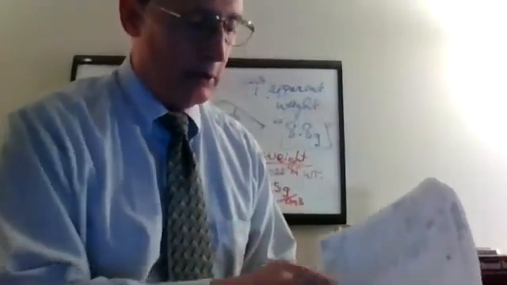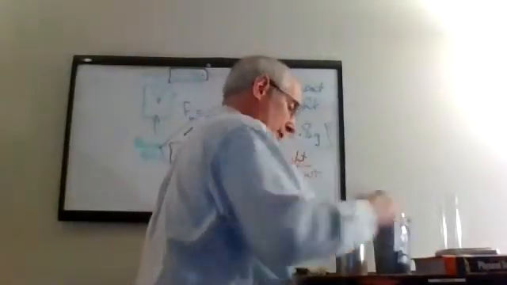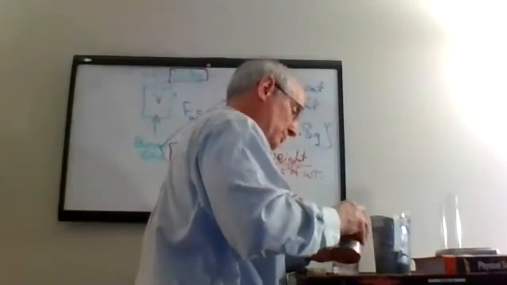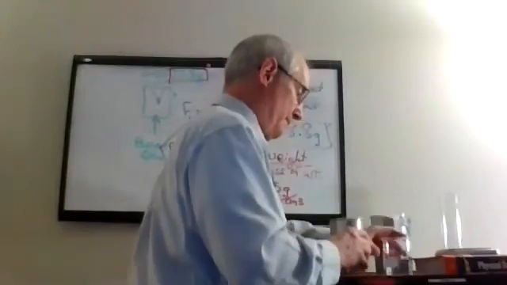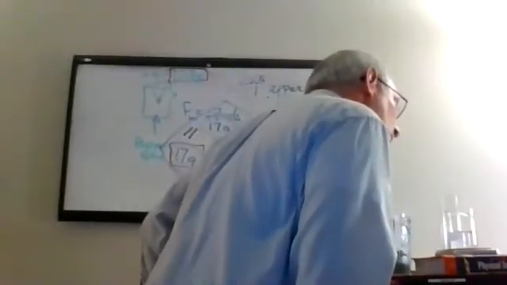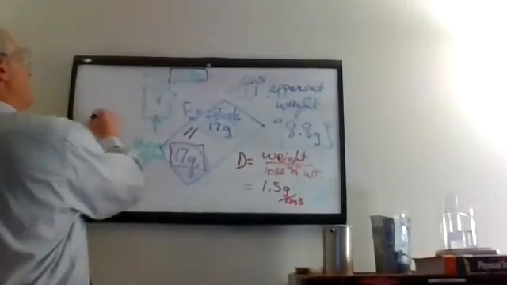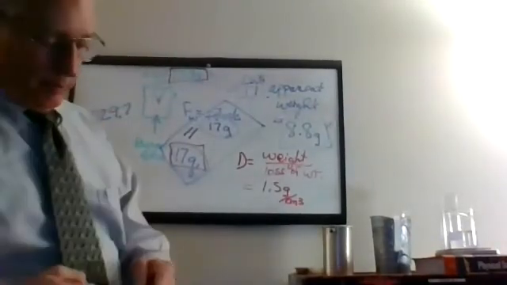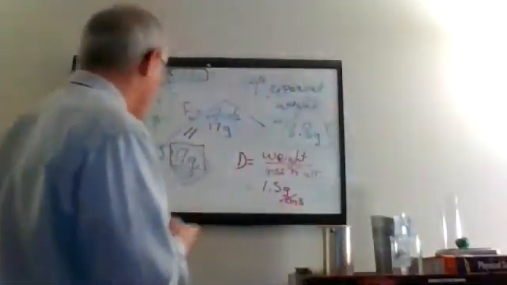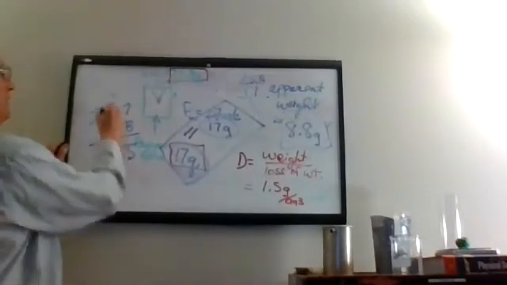And now we're going to go over to E. Weigh the beaker with some water in it, then weigh a wad of clay. So we're going to go ahead and weigh the beaker with some water in it. And it says 229.7. 229.7. All right, now when we put this in there, and this weighs 25.8. 255.5.